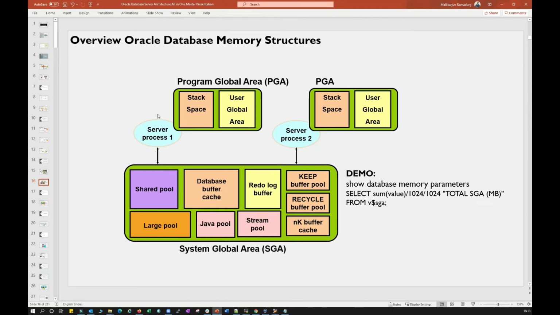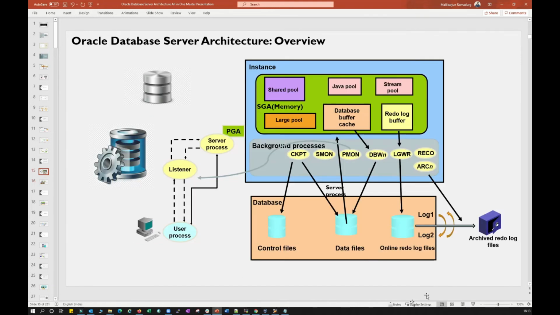If the end user session runs select on the employee table, whatever data is available in the employee table in the data file, your server process will go and fetch it and keep it in the buffer cache, and from the buffer cache it will be given back to the user session.